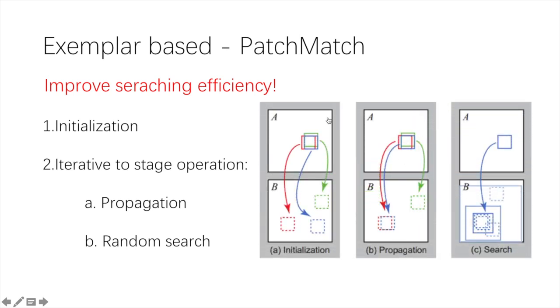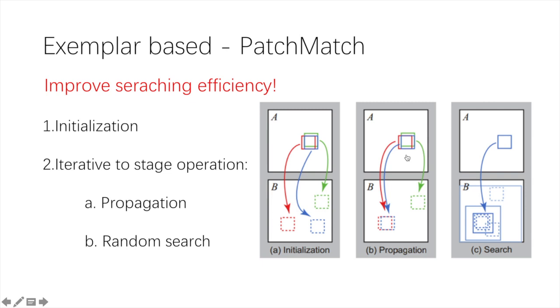Here is the image. A is the target region, and B is the source region. Firstly, we randomly match the patch in B to the patch in C. It means that these patches are randomly selected. Then we iterate the following 2 steps until convergence. The propagation means that for each patch in A, for example, this blue patch, we calculate the distance between the blue patch and these 3 patches in B, and choose the patch with the smaller distance, then update the match.